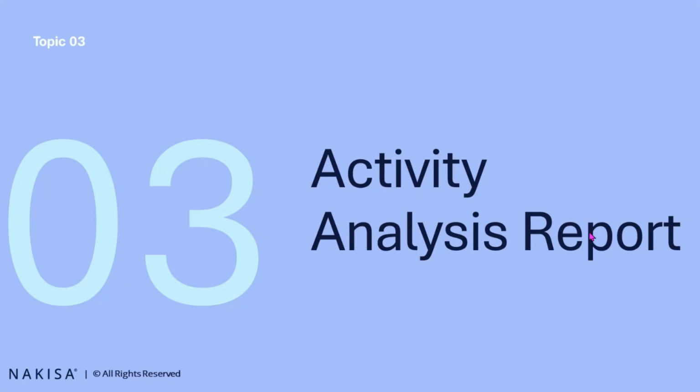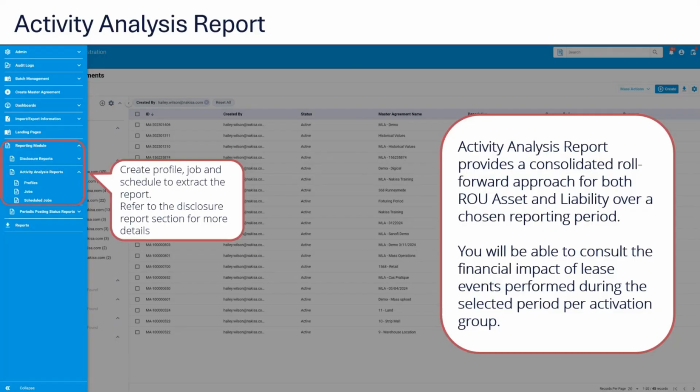Okay, so the activity analysis report that's available is basically providing you a consolidated roll forward report for both asset and liability, and you can consult the financial impact of the lease modification or reassessment performed during a period per activation group. So you can access it through your main page and under the reporting module.